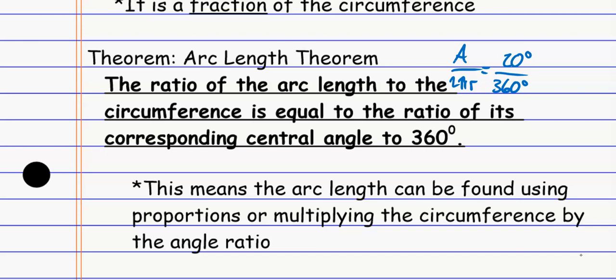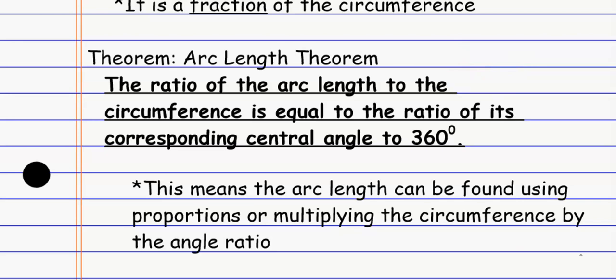So again, it's just part over the whole equals part over the whole, where we're just representing the arc over the entire circle still equals the arc over the entire circle, whether we're talking about degrees or lengths. Okay? And so this is the proportion that we can set up in order to solve for arc length.